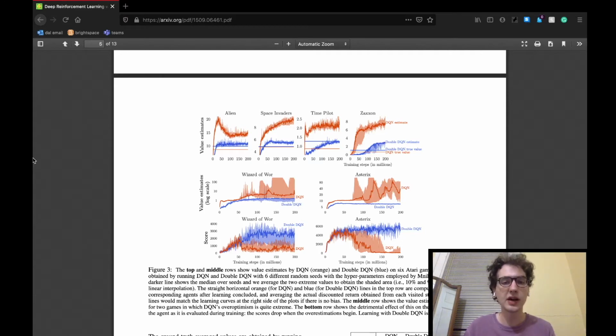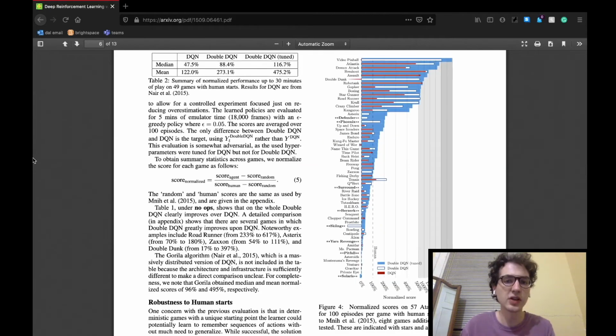This contradiction helped the researchers show that this overestimation is indeed contributing to the suboptimal policies shown in the original DQN agent. It's mentioned that observations such as these were found consistently across all 49 Atari games the two agents played on. The section goes on further to discuss how the double DQN agent was able to consistently outperform the original DQN agent. Figure 4 shown here in the paper shows just how much of an improvement there was between the two agents. Noteworthy improvements include the games of Roadrunner, Asterix, Zaxxon, and Double Dunk.